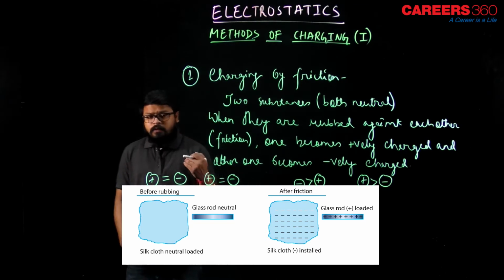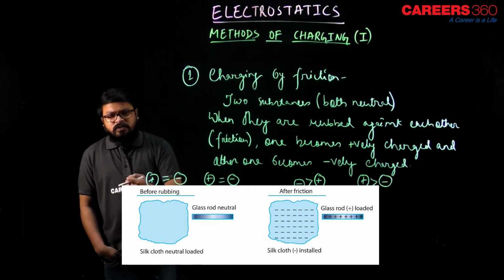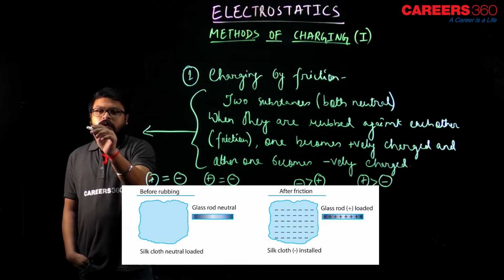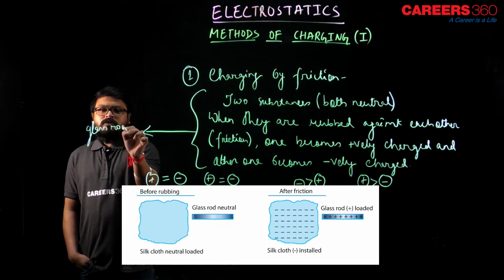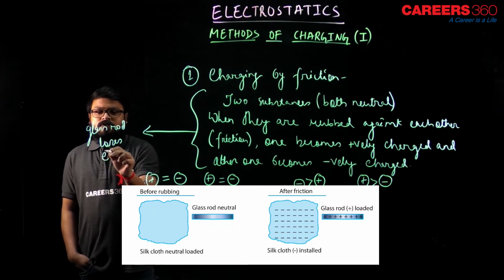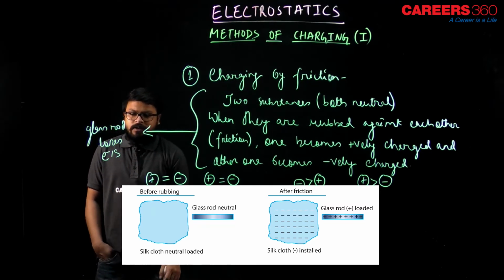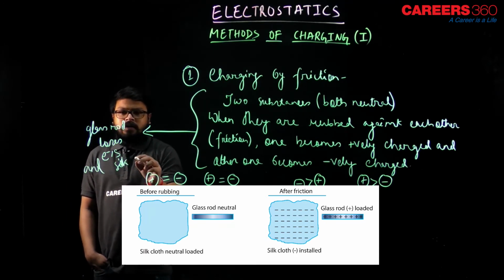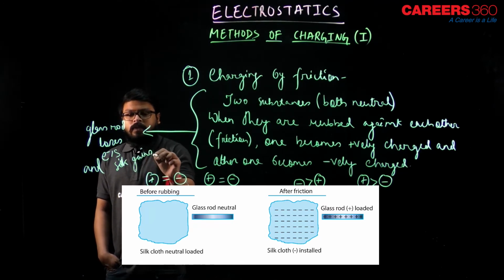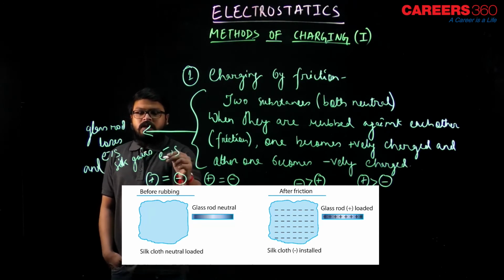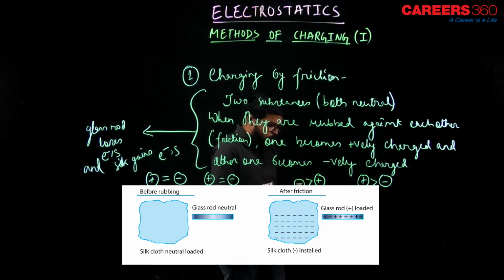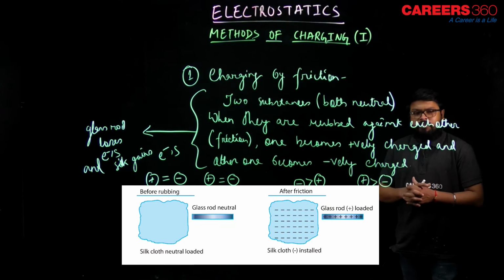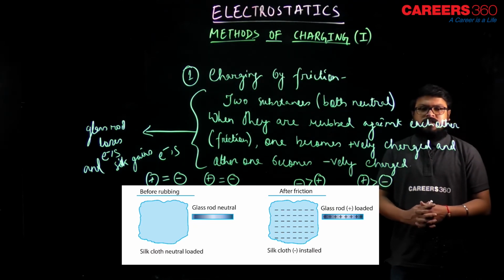So over here, the glass rod gives electrons. From here what can we conclude? Glass rod loses electrons, and silk gains electrons. So if one body gains electrons, it becomes negatively charged. If another body loses electrons, then it becomes positively charged. So this was the method of charging by friction.